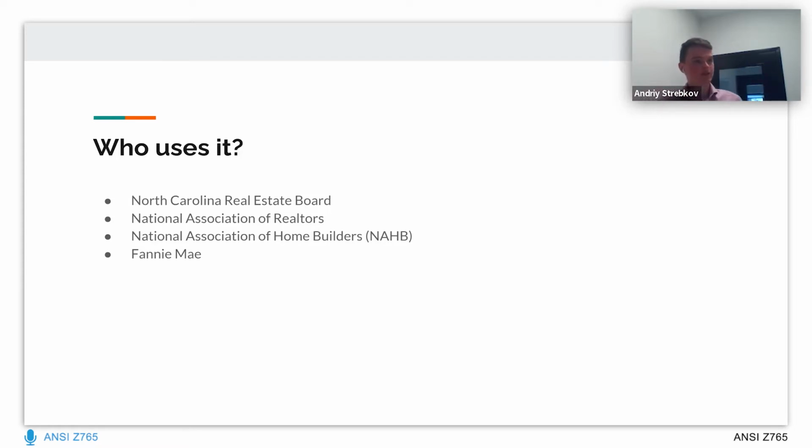The second organization that recognizes and uses the standard is the National Association of Realtors, which you have probably heard of before. The third one is, of course, the organization that was at the roots of the creation of the standard, the National Association of Home Builders. And starting April 1st, Fannie Mae switched to ANSI Z765. So now appraisers are required to follow the ANSI standard when they report the square footage.